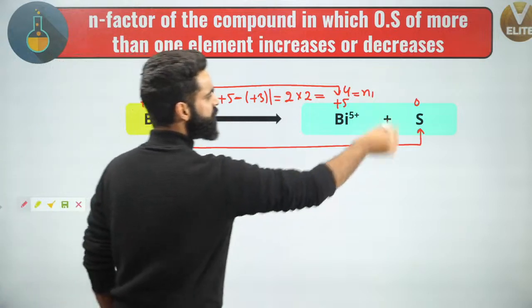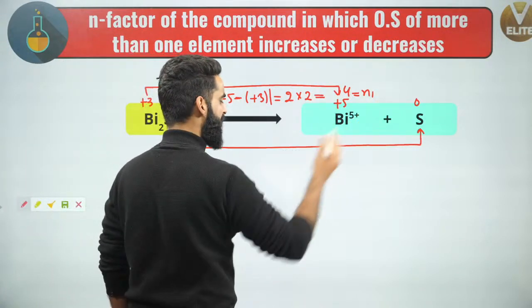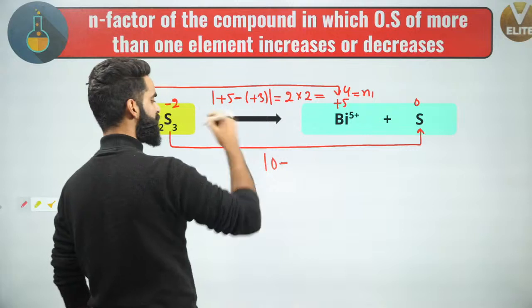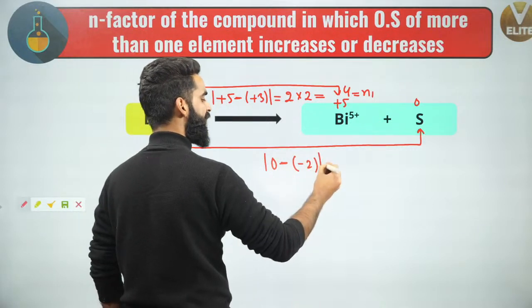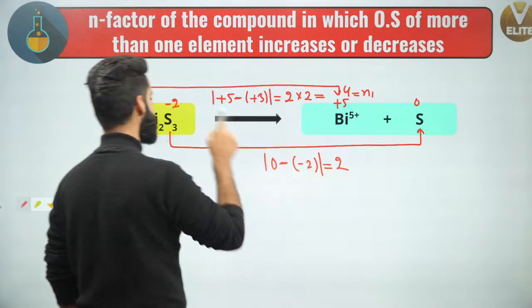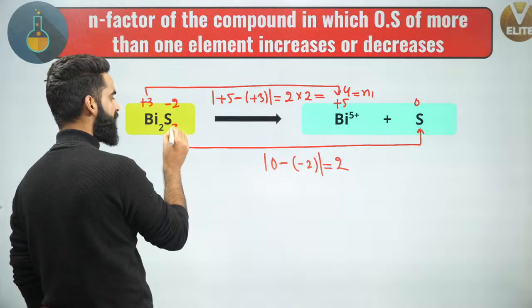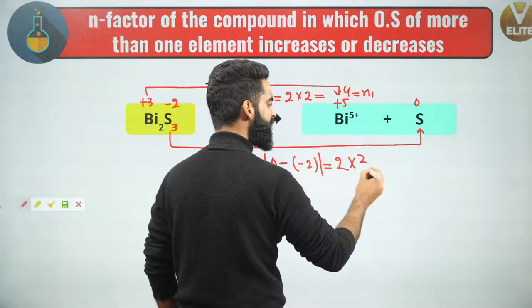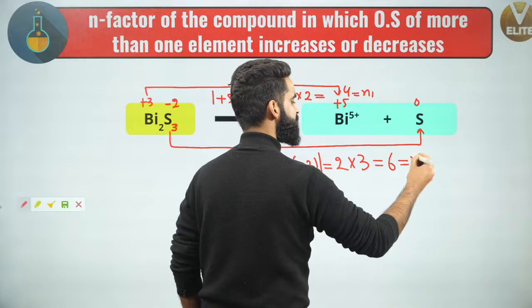Similarly, -2 to 0. What is the change? Change is the final oxidation state, which is 0, minus the initial oxidation state, which is -2. You'll get the value as 2. 2 is the change in the oxidation state for 1 sulfur, but over here I have 3 sulfur. I'm multiplying it by 3. You'll get the value as 6. So 6 is the value of N2.